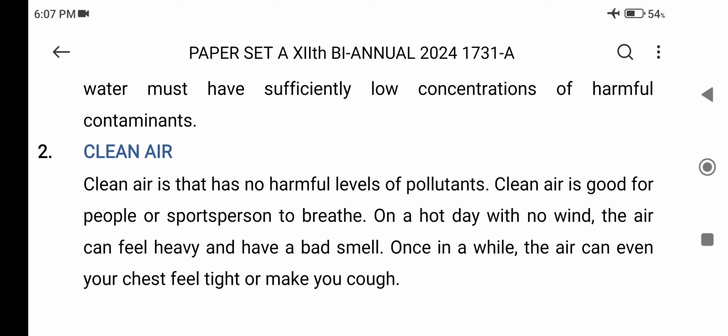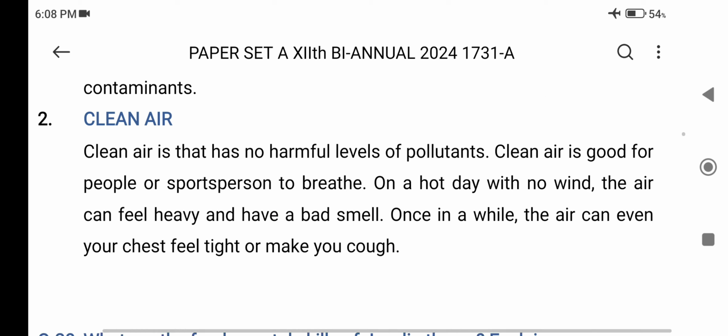Number 2, clean air. Clean air is air that has no harmful levels of pollutants. Clean air is good for people or sports persons to breathe. On a hot day with no wind, the air can feel heavy and have a bad smell. Once in a while, the air can even make your chest feel tight or make you cough.